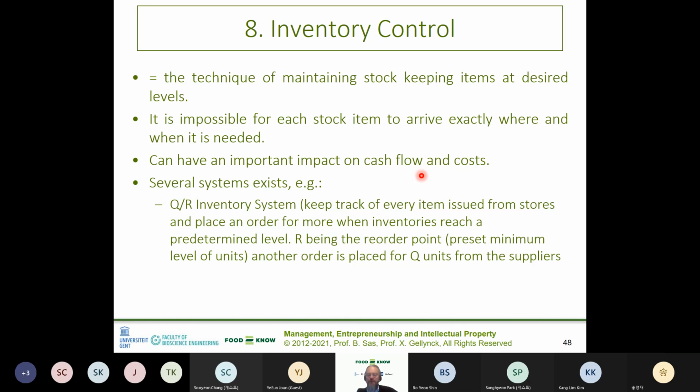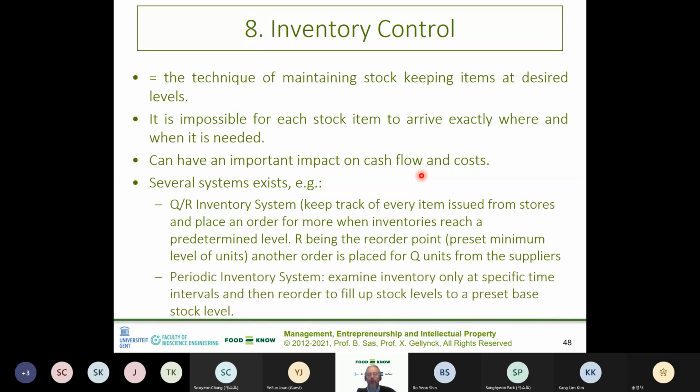Every item is being marked and recorded when it's taken out of the warehouse, and when a certain minimum level is reached in the warehouse, then automatically you're ordering new materials. Or you can do it on a periodic system, so on a regular basis, you look at the costs, you look at the inventory, the amount of goods still present, and if you notice that it's getting to a low level, then you start ordering again.